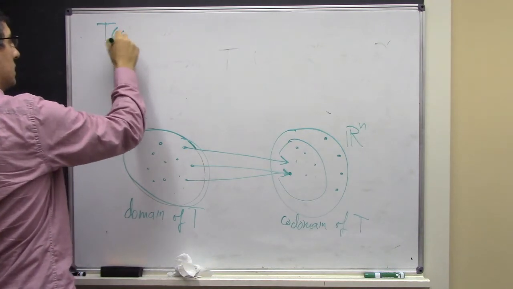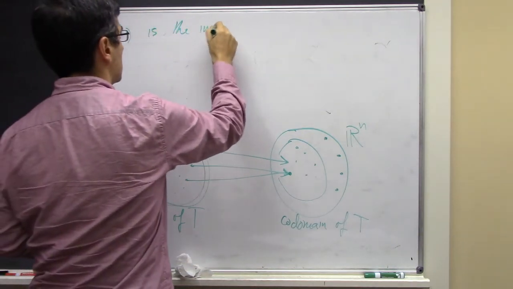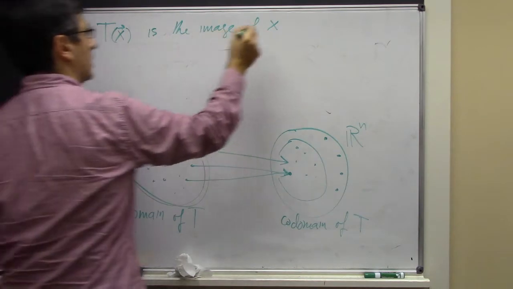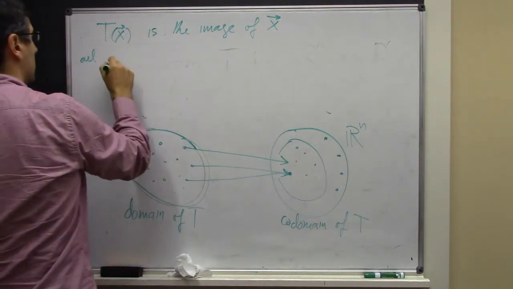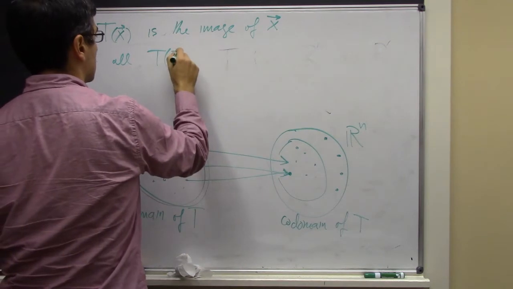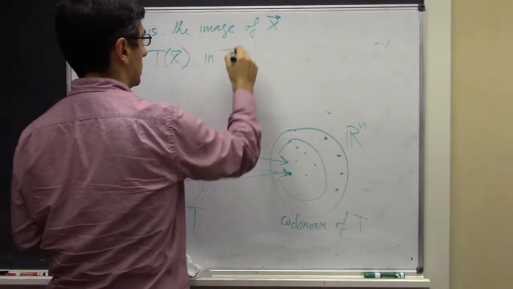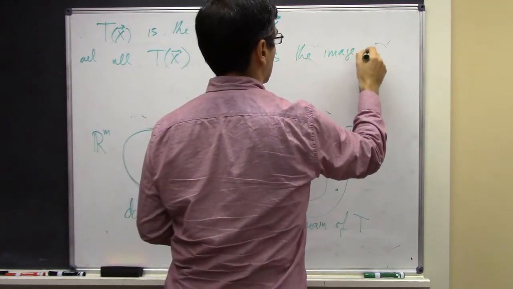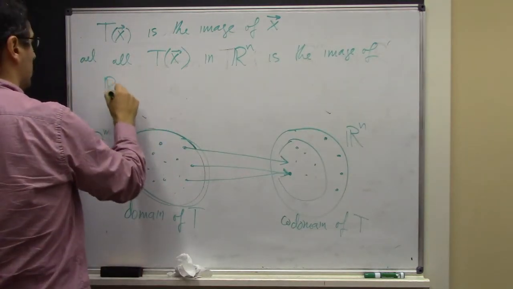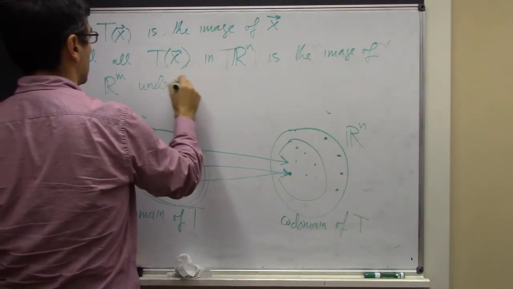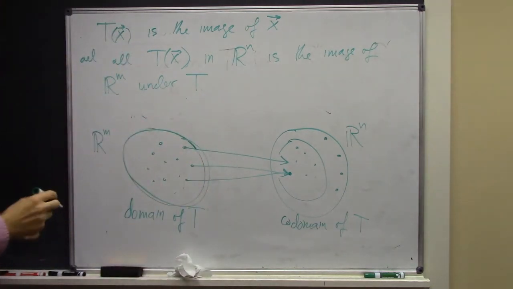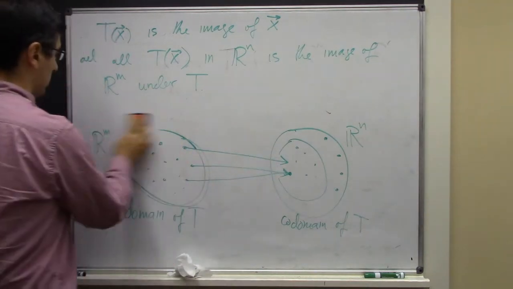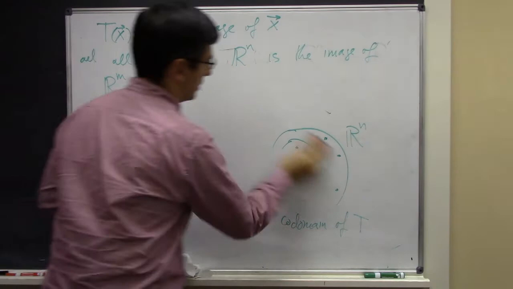So Tx is the image of x, and all Tx in Rn is the image of Rm under T. Okay, so let me give you an example of why, in principle, you can get something smaller than Rn.